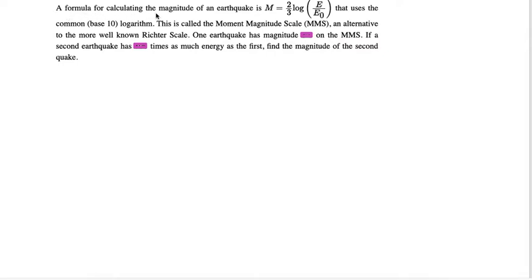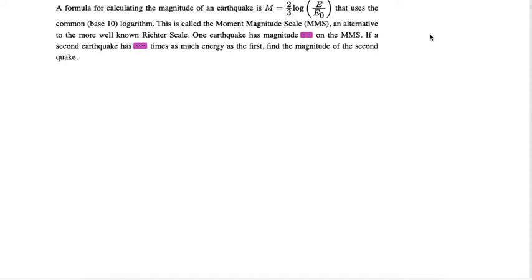A formula for calculating the magnitude of an earthquake is M equals 2/3 log of E divided by E naught, and that uses the common base 10 logarithm. This is called the moment magnitude scale, MMS, an alternative to the much better-known Richter scale.